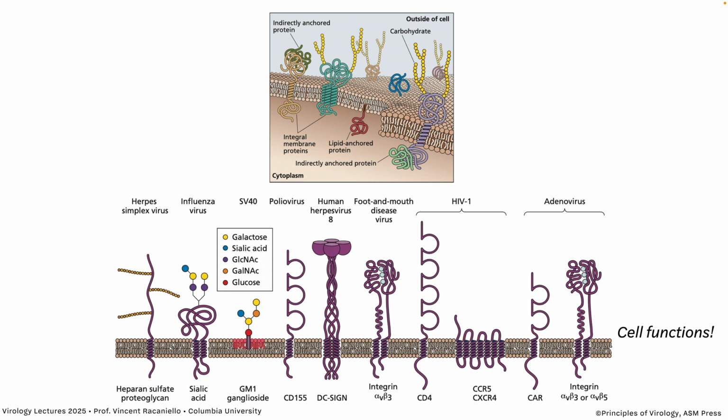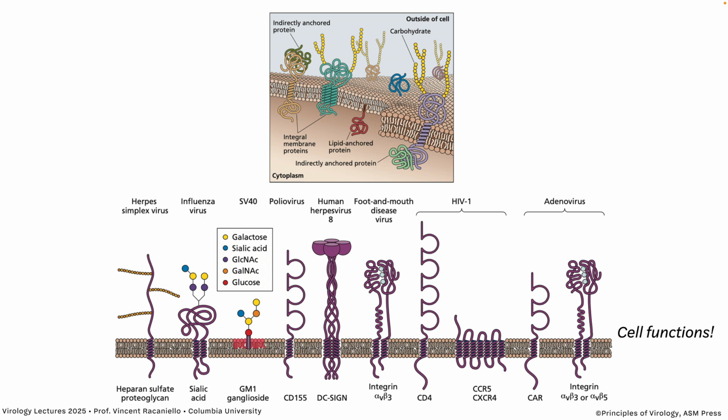Here on the bottom is just an example of some of the cell proteins that we know bind specific viruses. And that includes, here are the virus names at the top here. All different kinds of proteins. We have actually heparan sulfate proteoglycan. So this is basically an amino acid chain with extensive glycosylation. Sialic acid can be receptors for viruses, including influenza virus. Interestingly, SV40 binds to a glycolipid.